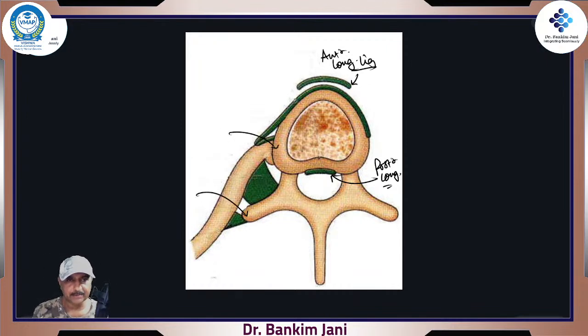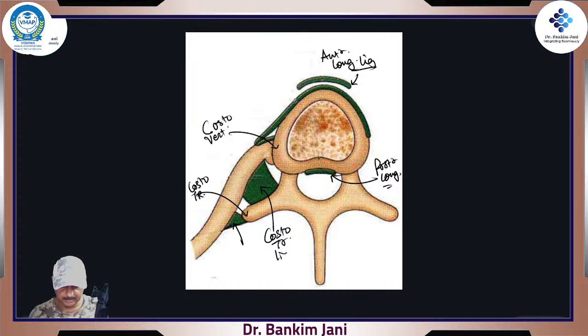And these are the two joints: the costovertebral joint, and this one would be the costotransverse joint. These are the two joints, and the rest are ligaments. This was the costotransverse ligament, and we said there is a superior and an inferior. Let's say this is the inferior, because the superior will be above it. And the smaller one, this is also costotransverse, but this is the lateral costotransverse ligament. This is what we discussed last time.